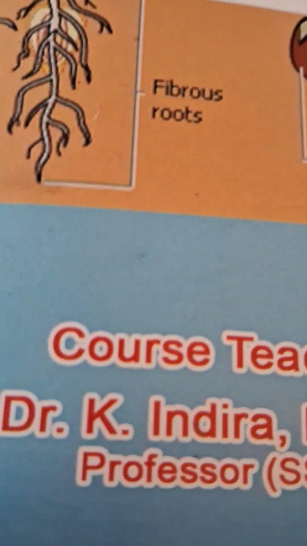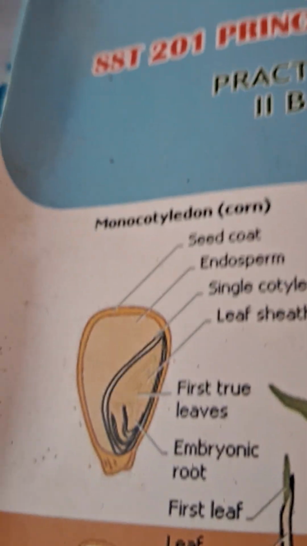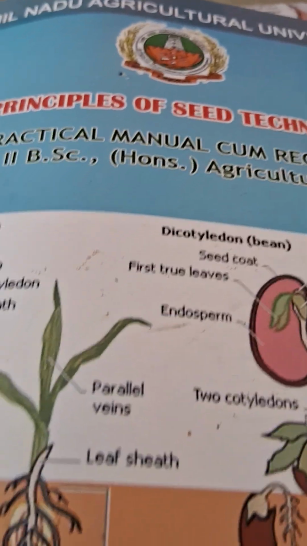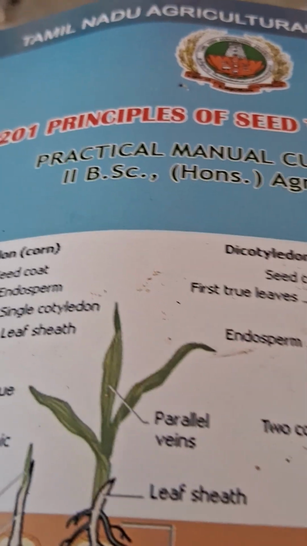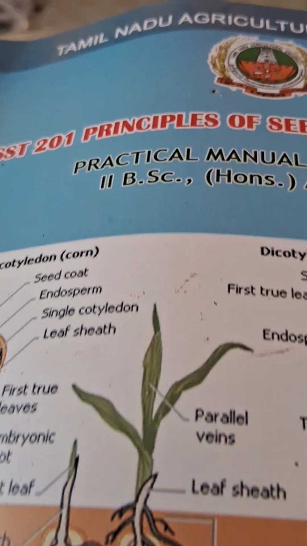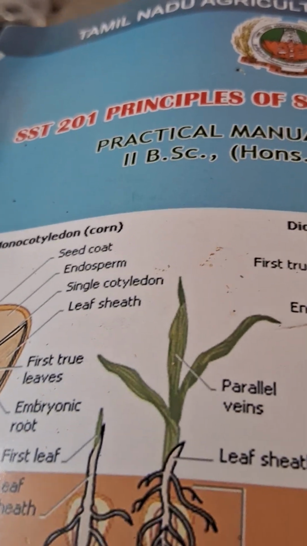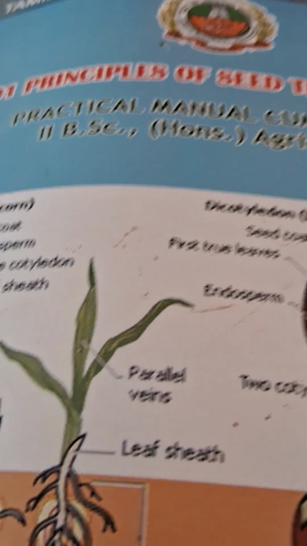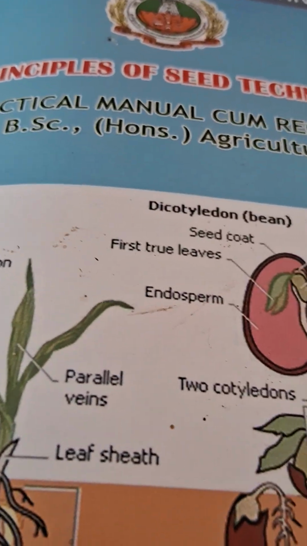So the seed should satisfy the minimum percentage of germination and purity according to the certification standards. For all the crops, they have given minimum standards of seed certification, but it is not needed in the case of grain.